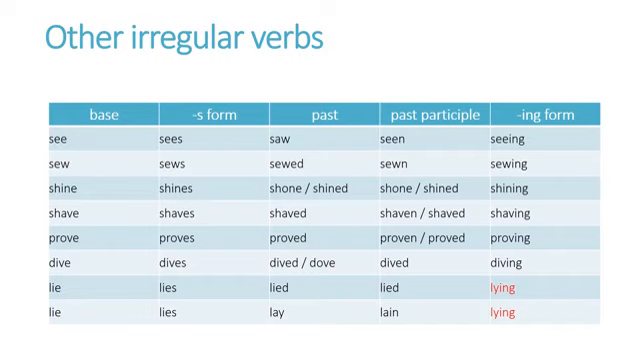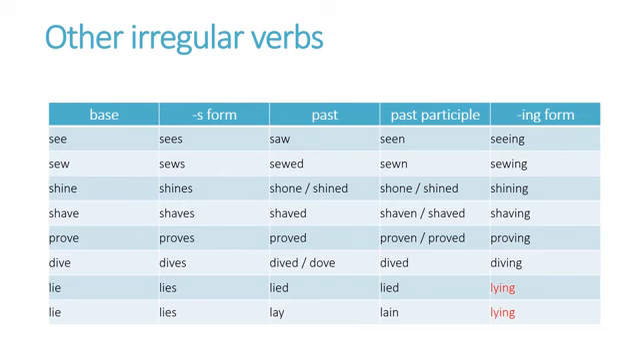Now, for both forms of lie, the ing form has the same spelling, but it's different from the spellings of other verbs. It's L-Y-I-N-G.